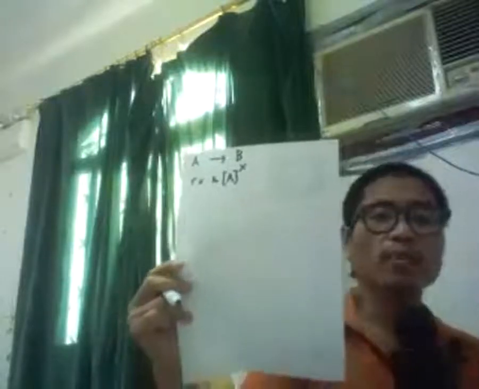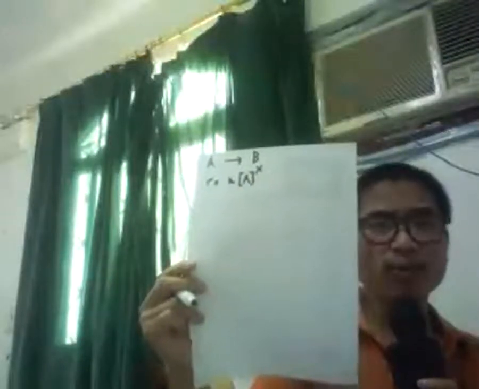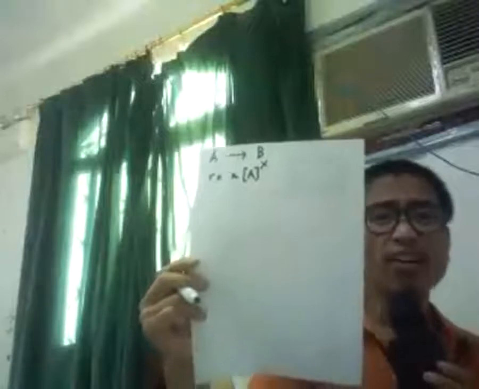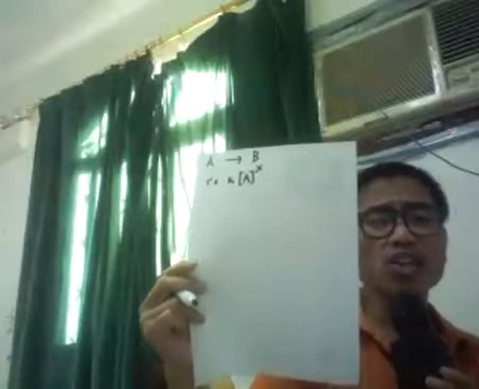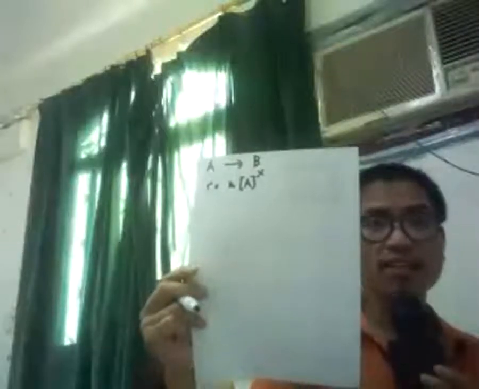So the R is equal to small letter k times, in parentheses, the concentration of capital A raised to the power x, or raised to the power n, it doesn't matter, because hypothetical again. But in most practice, n will be used, though x is just okay. This x is the reaction order with respect to A. So it's going to be like that.